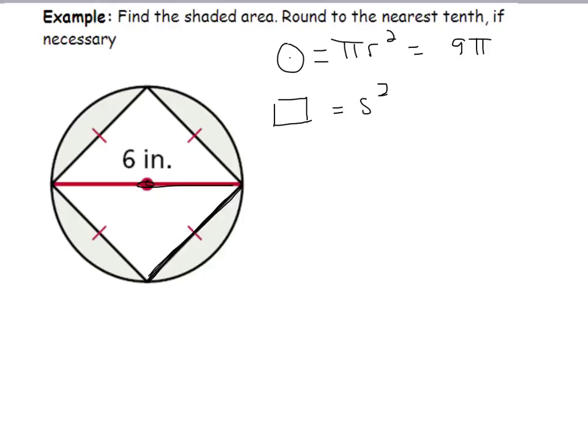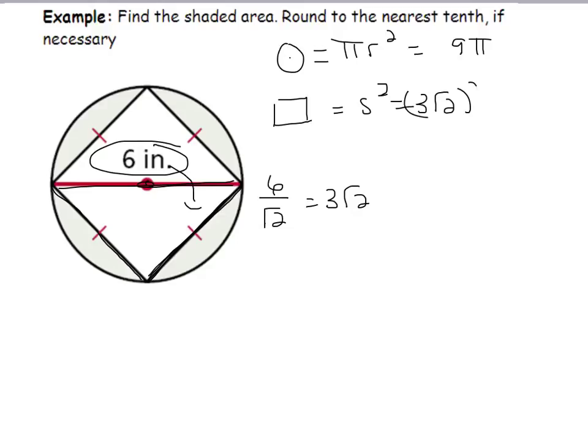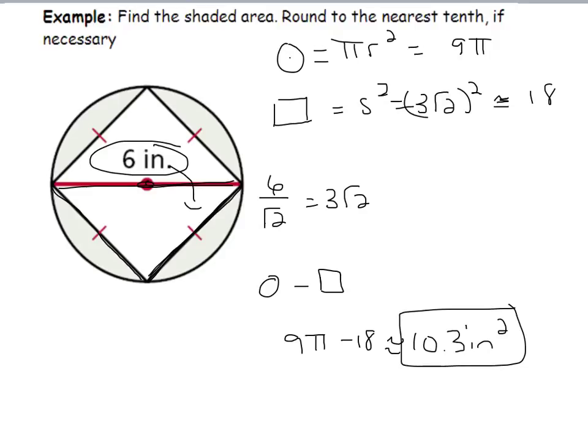However, if you remember, a square with a diagonal through it gets broken up into two 45-45-90 triangles. So if you have the hypotenuse, to go back you have to divide it by the square root of 2. So each leg is 3 square roots of 2. So this is 3 square roots of 2 squared, which gives me 18. So now you take your circle and you subtract the square, so 9 pi minus 18, and you get about 10.3 inches squared.